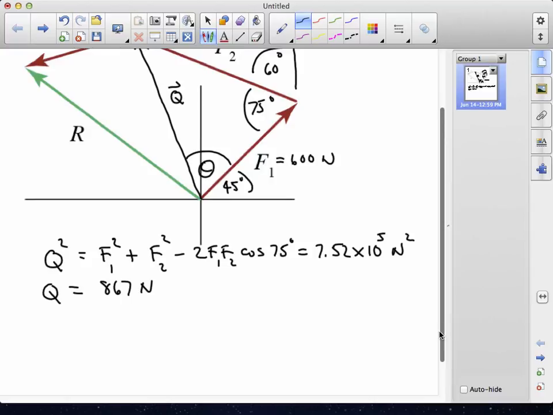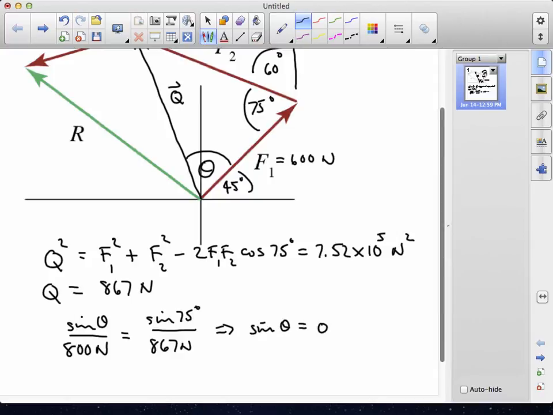Sine of theta over 800 newtons is equal to sine of 75 degrees over 867 newtons, and we can rearrange that to solve for sine of theta. It turns out to be equal to 0.891, and so theta is the arc sine of the right-hand side. That turns out to be 63 degrees.